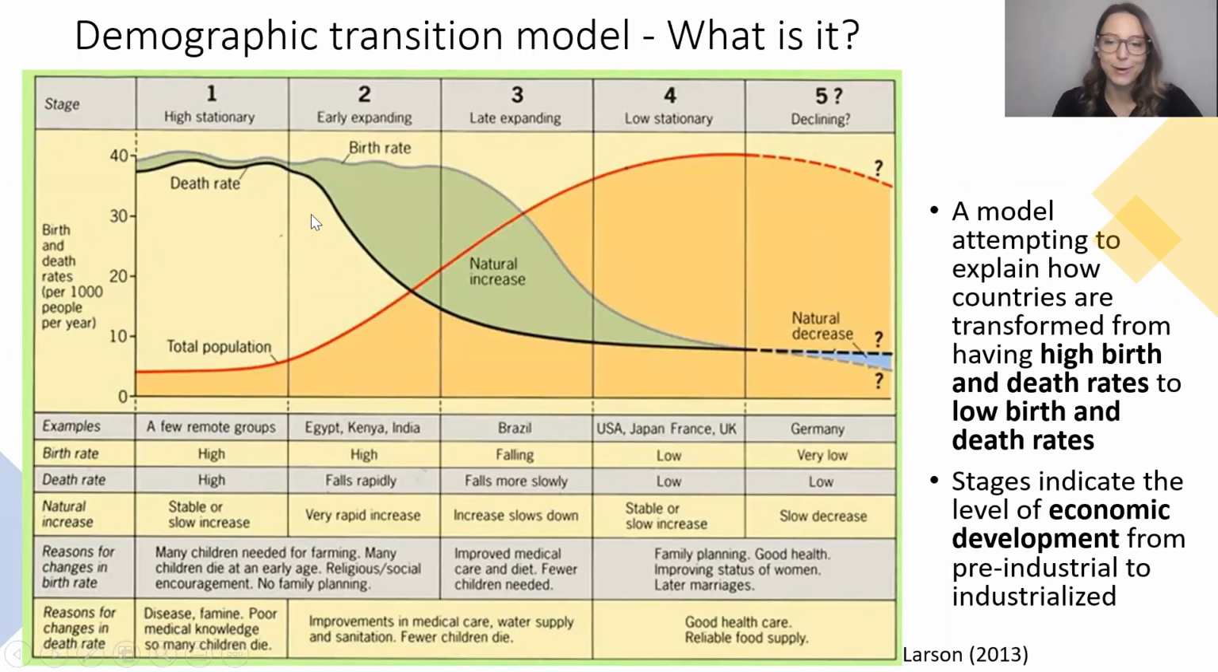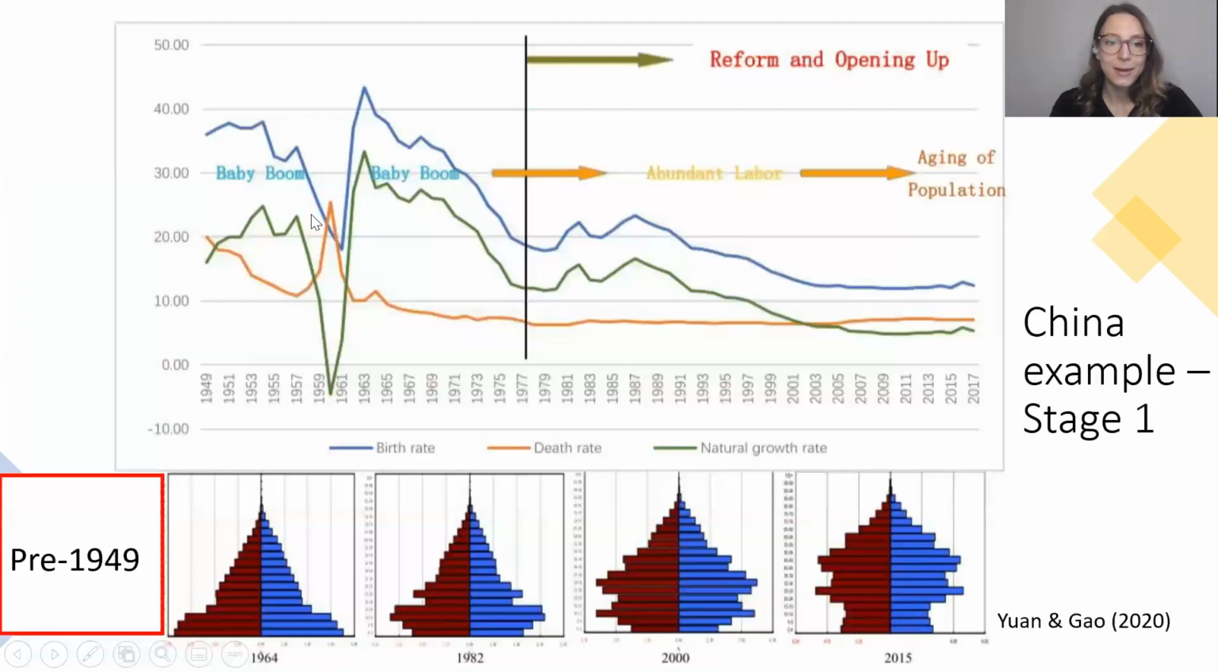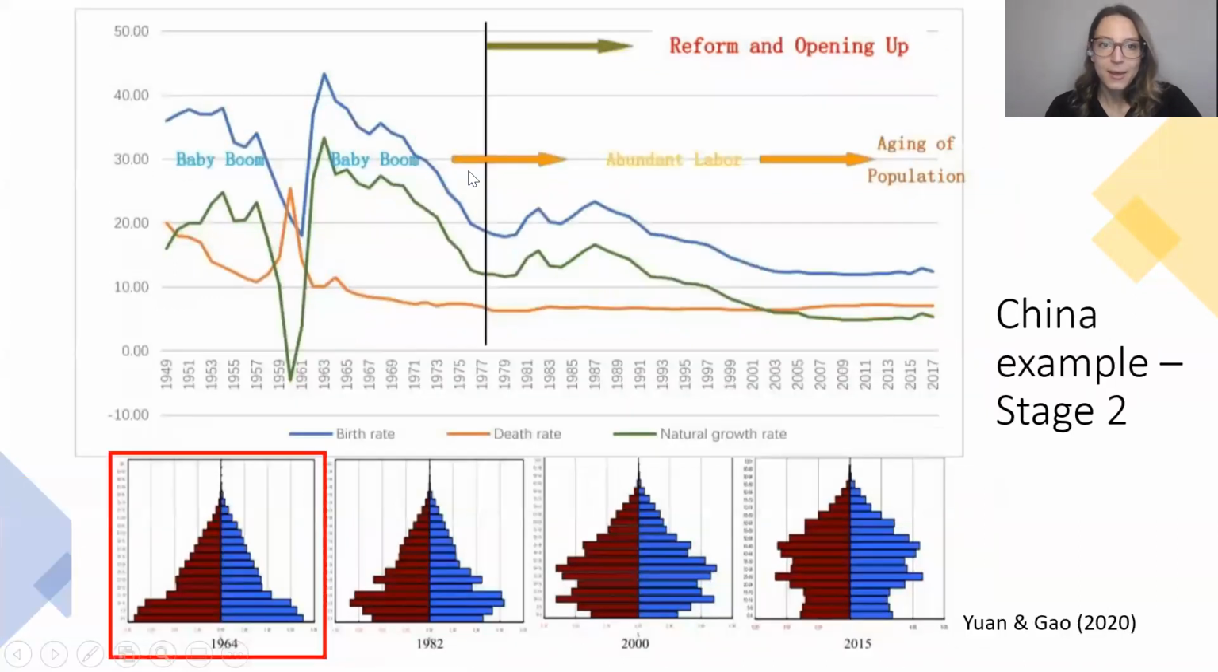So you could say that China found itself pre-1949 in that sort of high stationary stage, not quite, but maybe a late stage one. Now, what started to happen after that period, so we see the population pyramid here, is that China started to experience this kind of baby boom in the 60s, right? So we can see that reflected in their population pyramid, which is an expansive population pyramid, where we see this large proportion of children being born at the bottom of the pyramid.